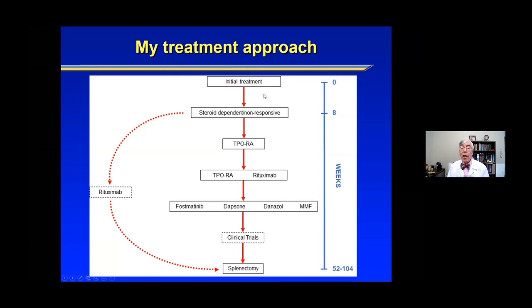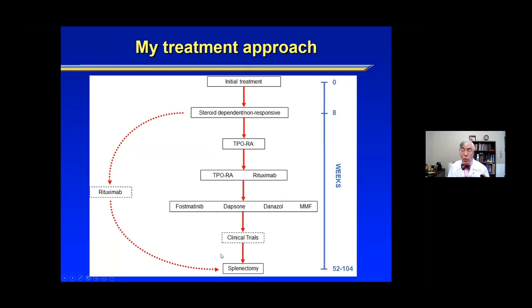So coming back to the overall algorithm, corticosteroids and IVIG initially, and for those who don't have a cure of the disease by steroids, I usually give a TPO-RA. And at this point, some 90% of patients have responded. And those who haven't responded optimally well, like this lady, I'll probably switch to a TPO-RA of a different type or give rituximab. This probably takes care of the remaining 3 or 4%. We're down to the tip of the iceberg, 3 or 4%, who then I'll probably either add fostamatinib, dapsone, danazol, or mycophenolate to these somewhat refractory patients, or consider a clinical trial.